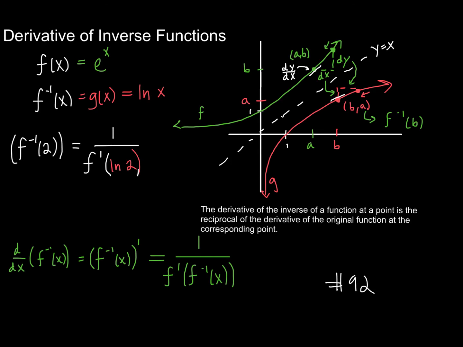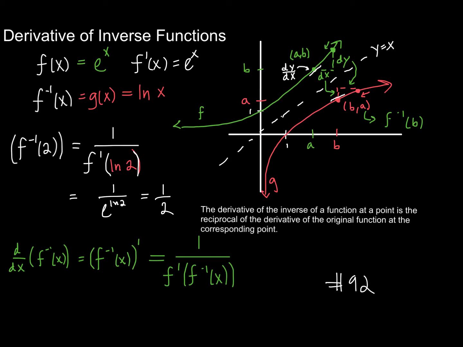just like that. Now, f prime, since f is e to the x, we know that f prime of x is also e to the x. So going down here, I realize that this is going to be 1 over e to the ln of 2, and e to the ln 2 is just 2. So this is 1 over 2.